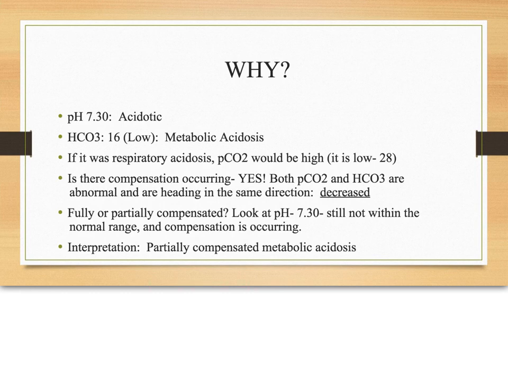Is there compensation occurring? We said that yes, it was, because both the PCO2 and bicarb were abnormal and heading in the same direction. In this case, they were both going lower. So that defines for us the compensation is occurring. And finally, we said that it was a partial compensation because the pH was not yet back to the normal range. It's 7.30, which is below the 7.35 end of the normal range. So our final interpretation then is that we have a partially compensated metabolic acidosis.